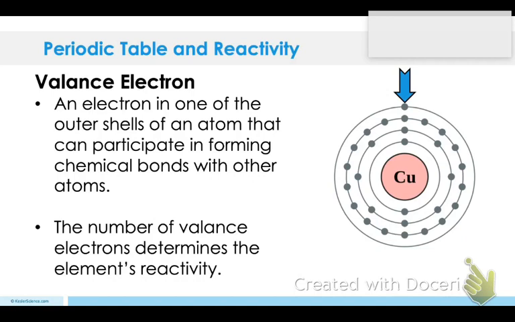Alright, so valence electrons, that's a new term, so make sure you're highlighting that. It's an electron in one of the outer shells of an atom that can participate in forming chemical bonds with another atom. The number of valence electrons determines the element's reactivity. Go ahead and pause here if you are still writing.